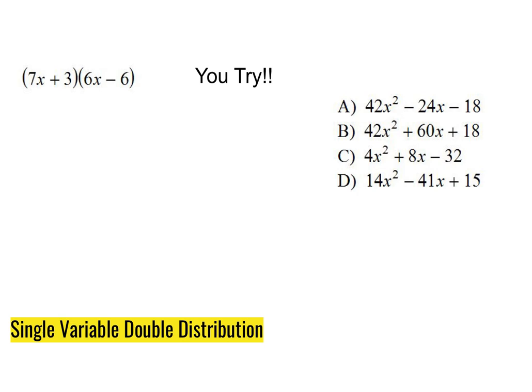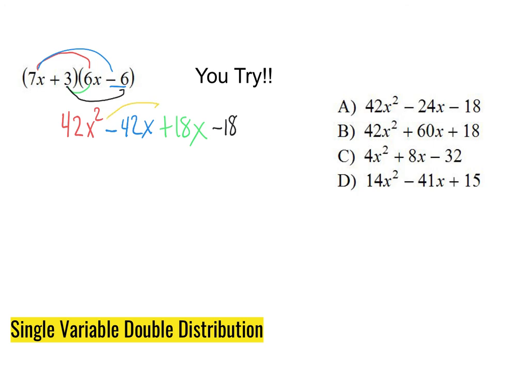Okay, so we are going to double distribute. So 7x is going to go first. 7 times 6 is 42. X times x is x squared. Then we're going to do 7 times negative 6. So that gives me negative 42. And then just 1x. Then we're going to do 3 times 6. That is positive 18x. And then we're going to do 3 times negative 6. That gives me negative 18.